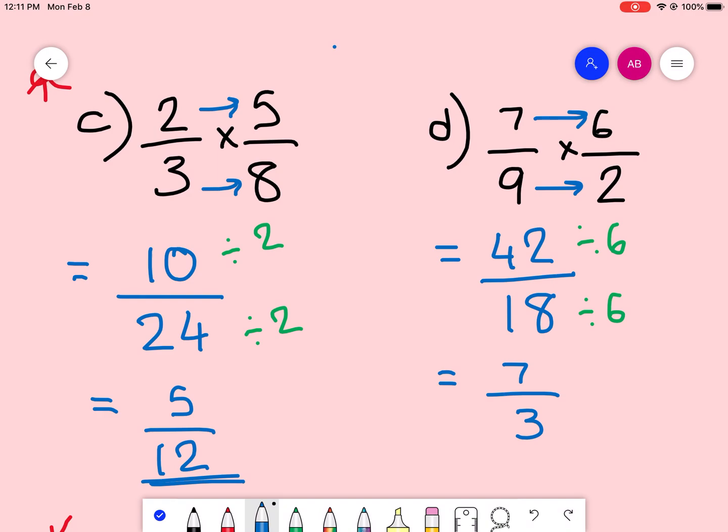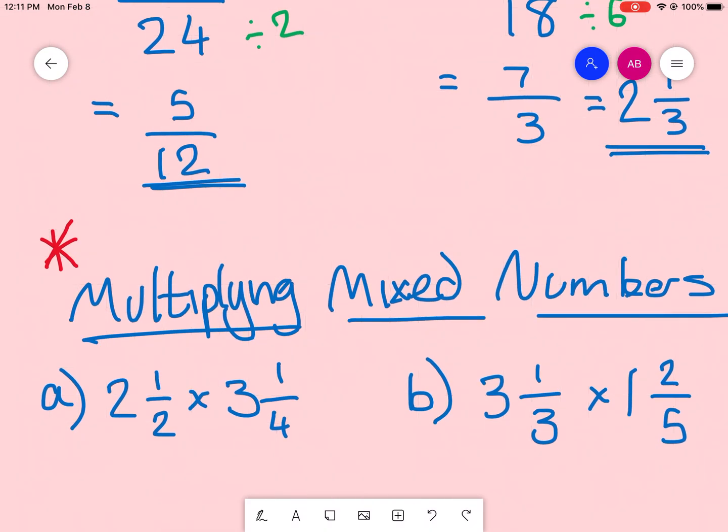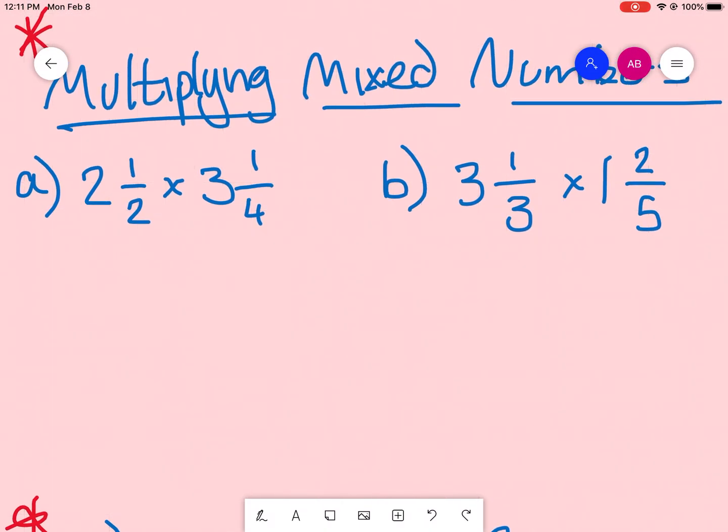Now 7 over 3 can be changed into a mixed number. 3 goes into 7 twice with a remainder of 1, and that will go over the 3. So that's our basic fractions, multiplying them together. We'll be focusing on this on Thursday's lesson, and Friday's lesson we will go on to multiplying mixed numbers.